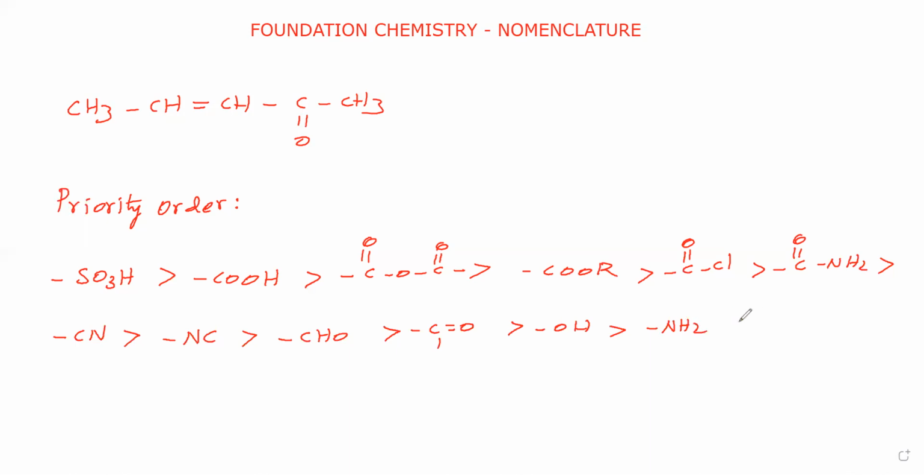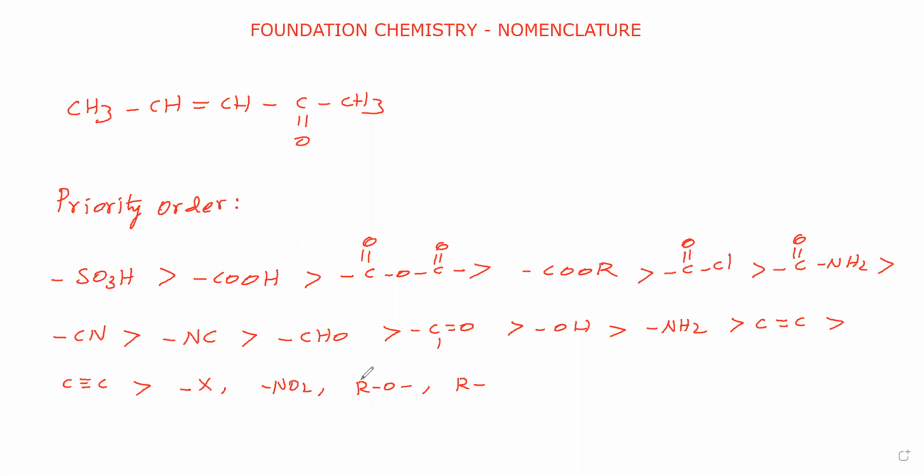Next, C=C double bond. Next, C≡C triple bond. Next, halogens, nitro group, ether, alkyl groups. These are having least priority. So the priority order is this.